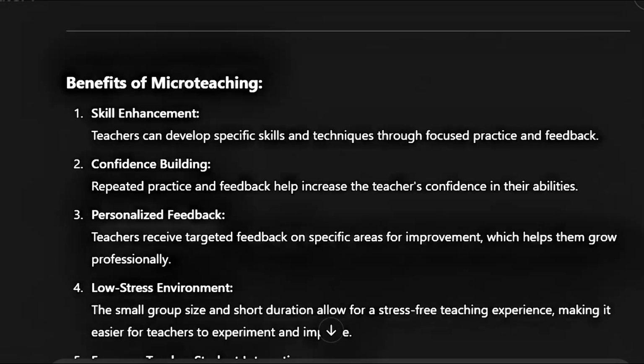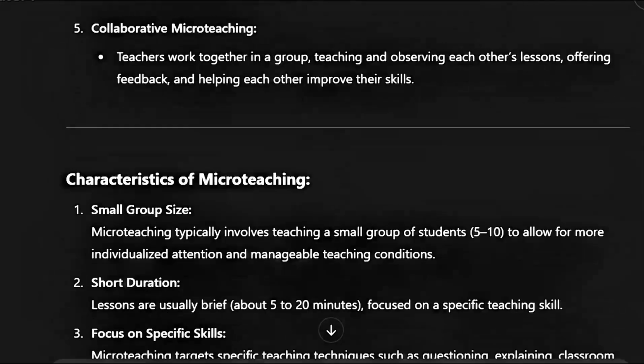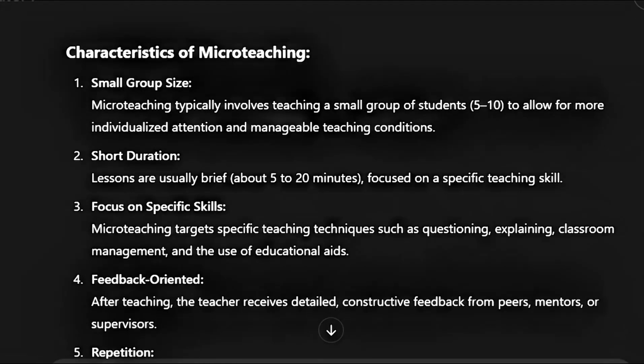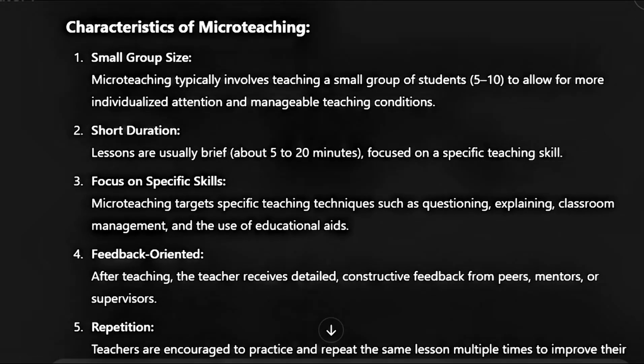5. Collaborative microteaching. Teachers work together in a group, teaching and observing each other's lessons, offering feedback and helping each other improve their skills. Characteristics of microteaching. 1. Small group size. Microteaching typically involves teaching a small group of students, 5 to 10, to allow for more individualized attention and manageable teaching conditions.